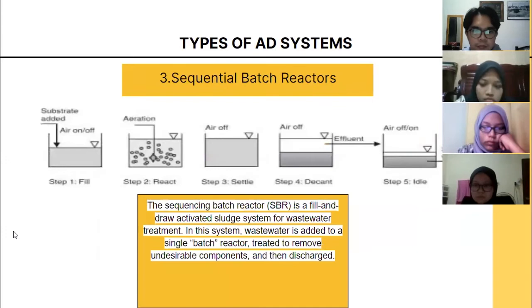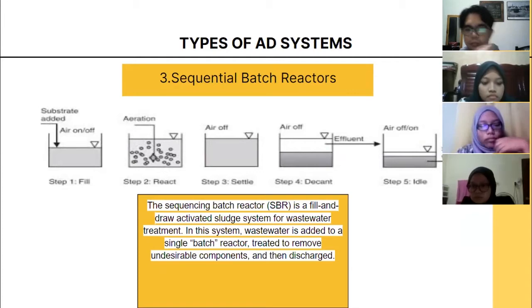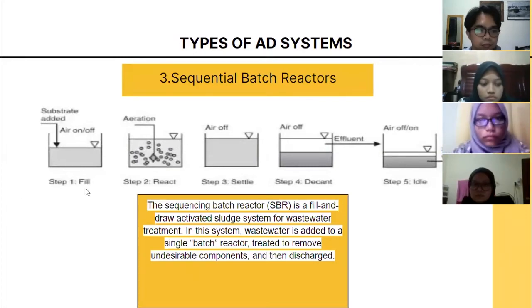And finally, the third type of anaerobic digestive system is the sequential batch reactor. The sequential batch reactor is a fill and draw activated sludge system of wastewater treatment, where wastewater is added to a single batch reactor and it is removed at the final reactor, which is the fifth one. The first step is filling, where substrate is added, then the second is reaction, third is settle, where there is no air, fourth is decant, also with no air, and fifth is idle, where the sludge will be wasted.